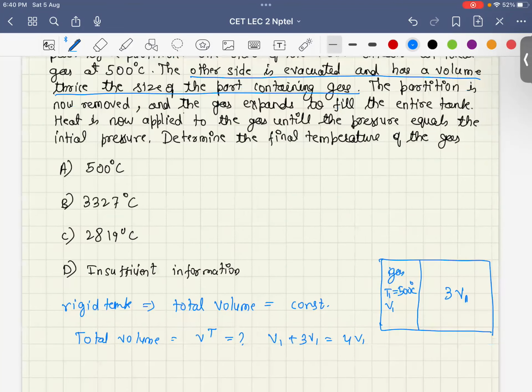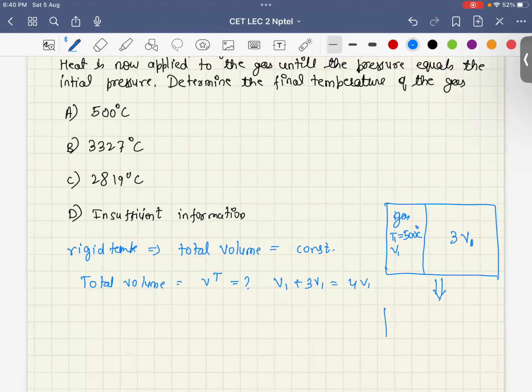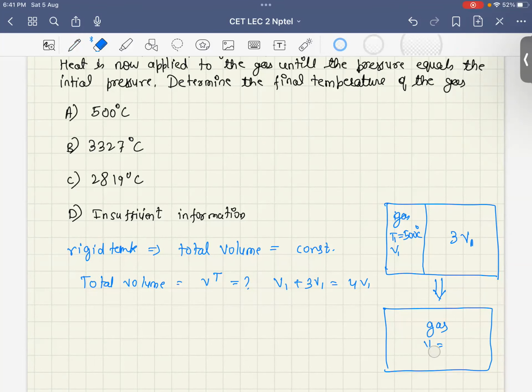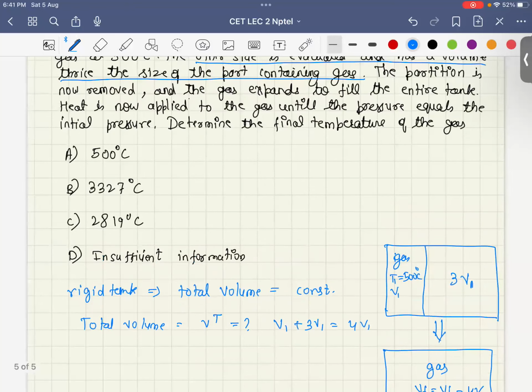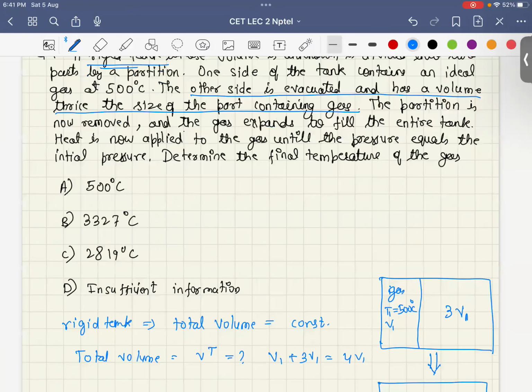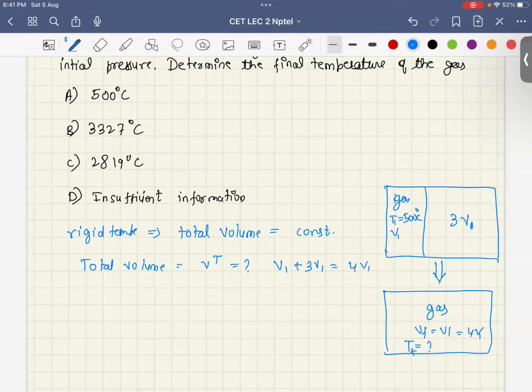Now what is going to happen is that we are going to remove this partition. So it's going to be a full container with gas, with a final volume Vf equal to 4V1. And what we are asked to find is the temperature of this gas, let's say Tf.